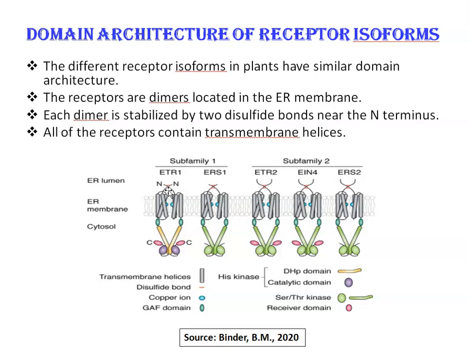If you remember the structure of a domain, it has 2 ends, the N-terminus and the C-terminus. This is the N-terminus part and this is the C-terminus part. So 2 disulfide bonds are present near the N-terminus, right? All the receptors contain transmembrane helices, these rod-like gray structures. You can see here all the receptors contain these transmembrane helices.